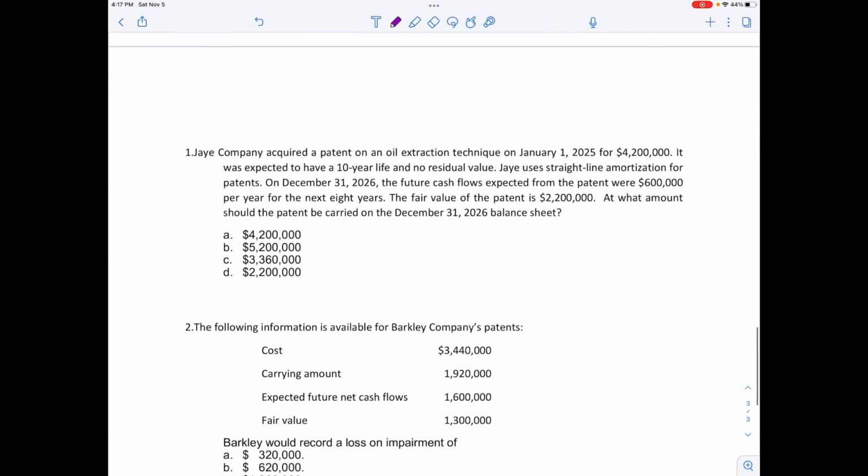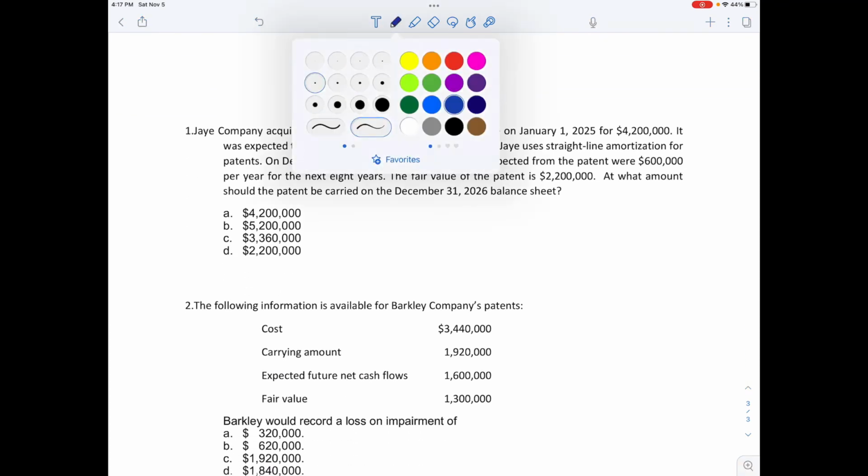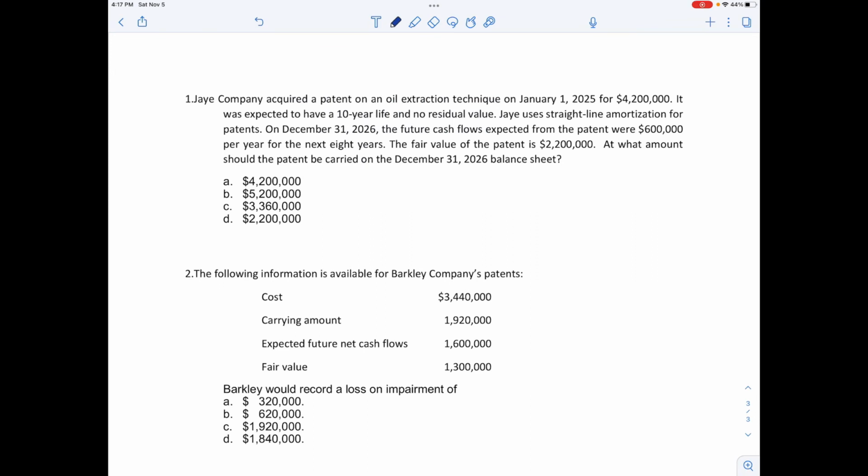All right, let's look at some problems related to these types of questions. So for this first one, they're talking about amortizing a patent. We look at the cash flows, which are $600,000 over 8 years. So 600,000 times 8 is going to be 4.8 million. So this is my cash flow.